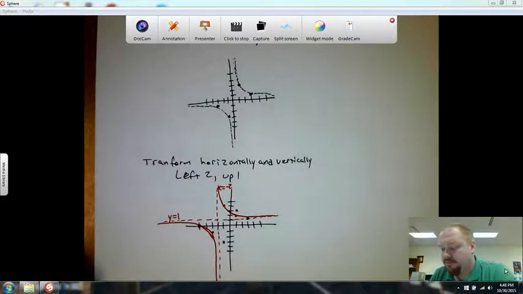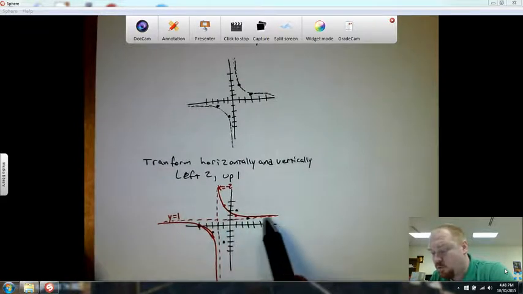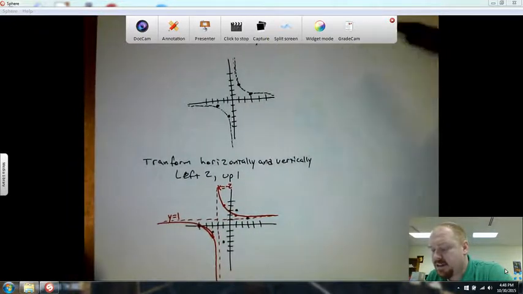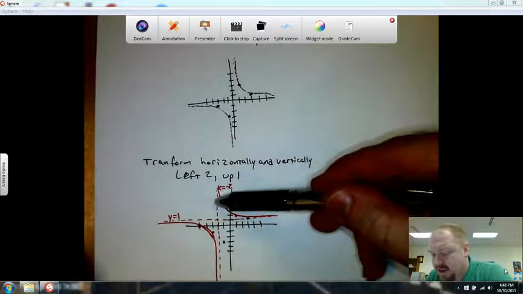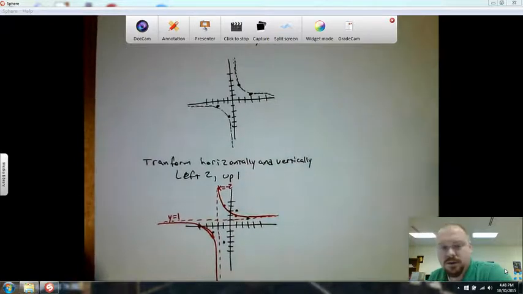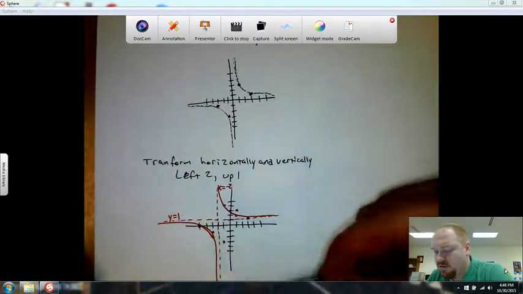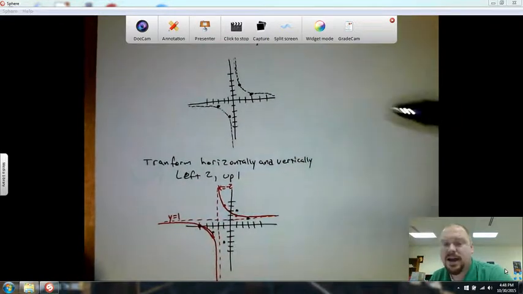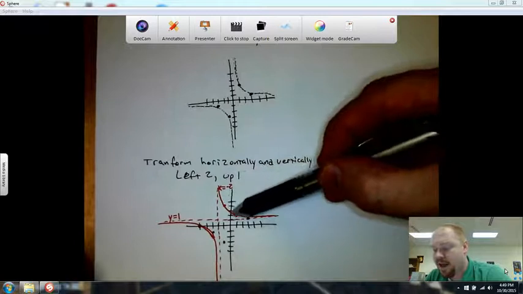Now, I also plotted my horizontal asymptote. I was shifted up 1, so y equals 1, because it touches the y-axis at 1. And then it touches the x-axis at -2. So using those two dashed lines and my new points, I know approximately how to draw my curve.